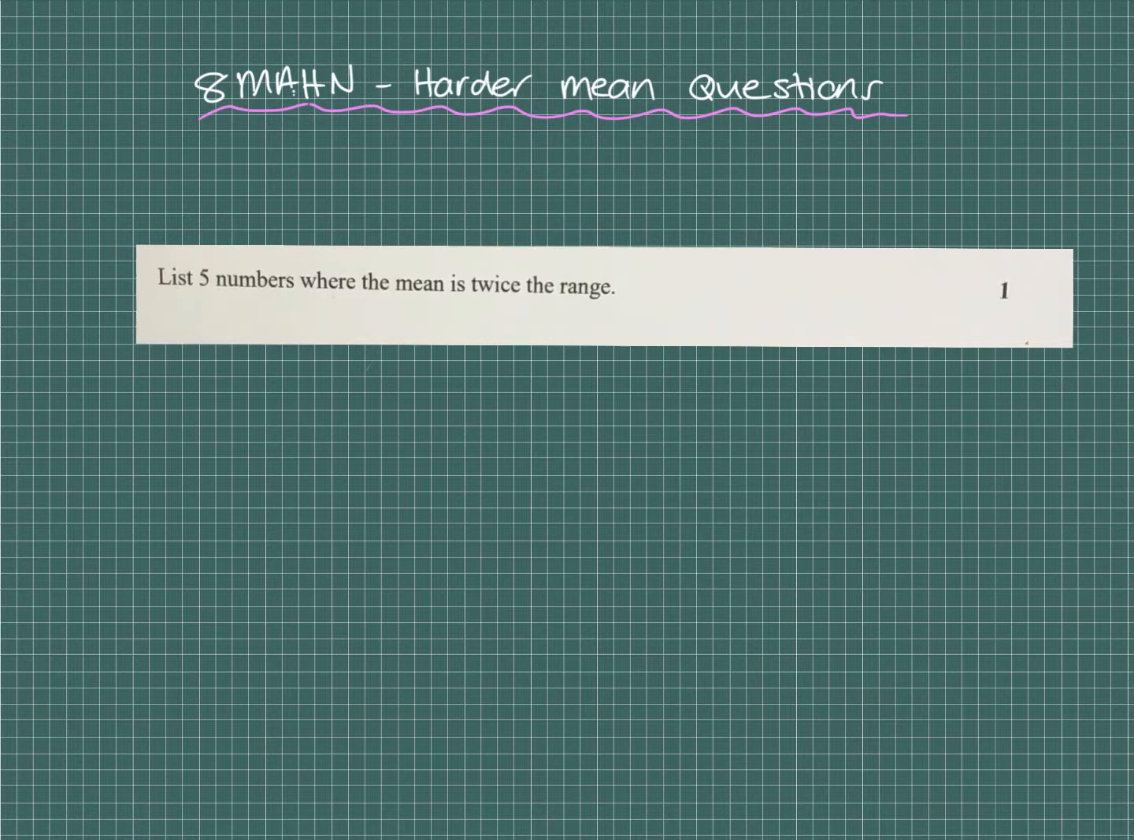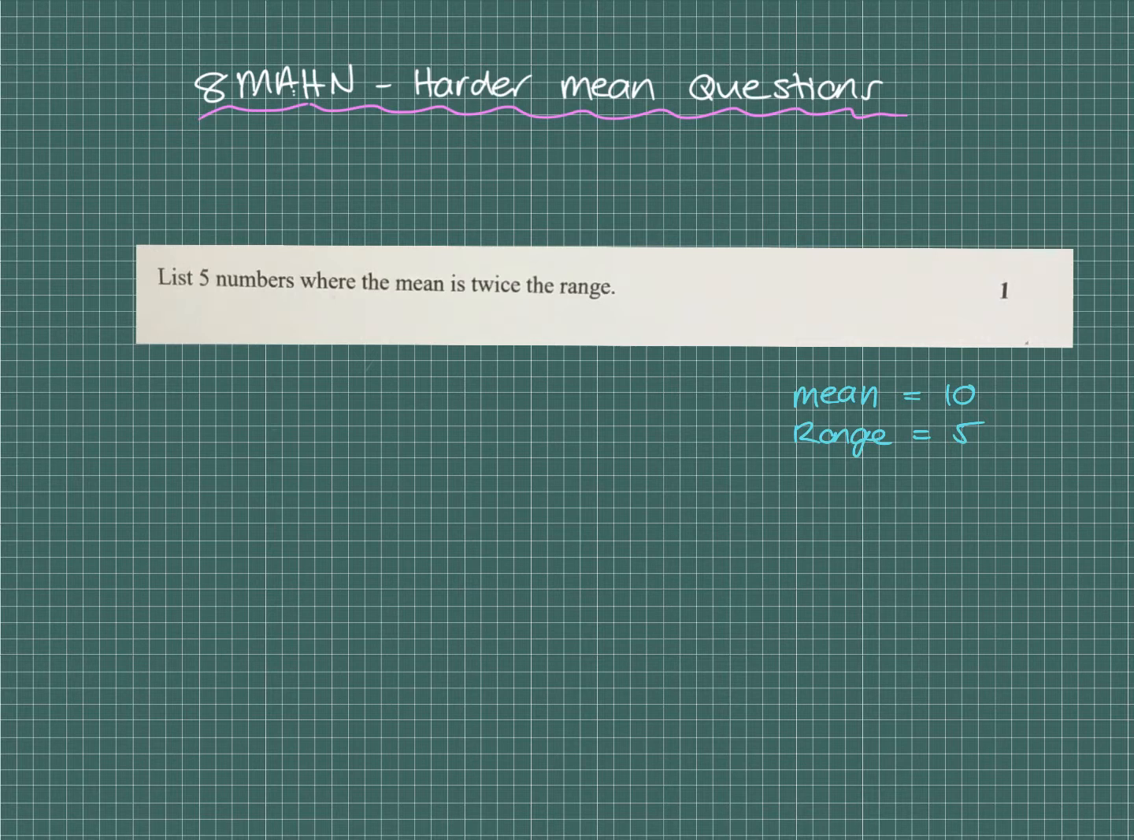We are looking at some harder mean questions. This is all problem solving. There's lots of ways to do it. This is just one way that I've done it. For my question, I'm going to decide to have a mean of 10 and a range of 5, because the question says that we want to have 5 numbers where the mean is twice the range. In this case, I'm correct. You can start with anything. You can do some algebra if you wish.